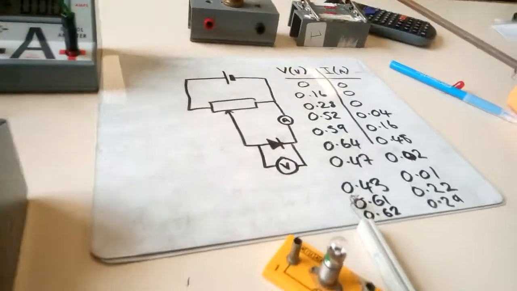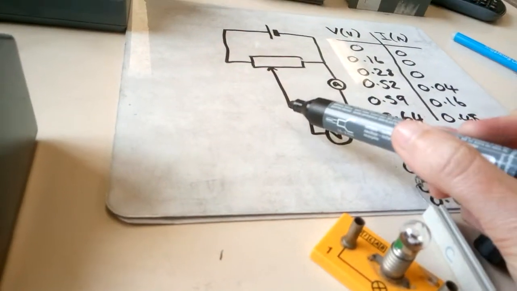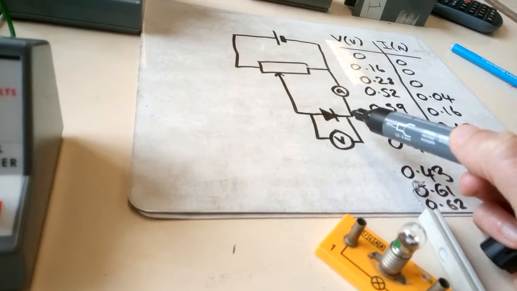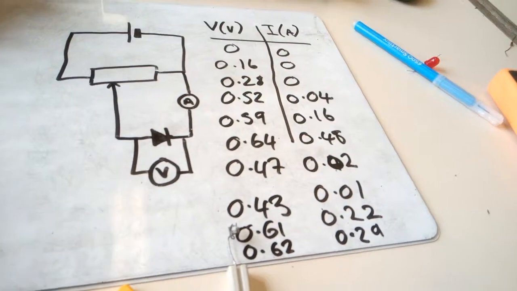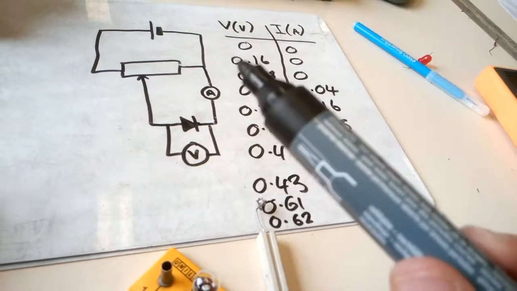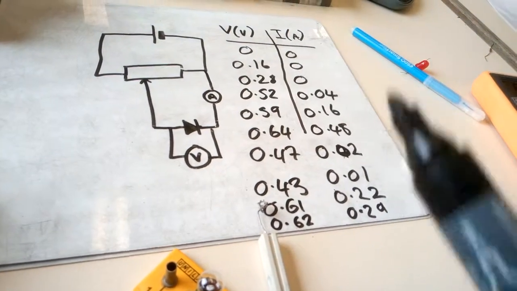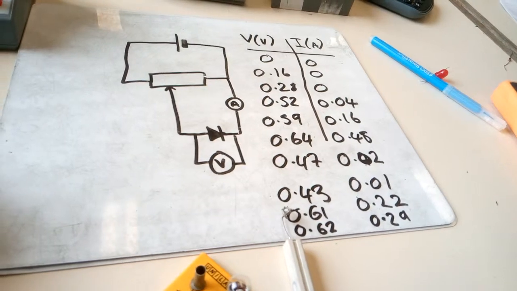So diodes, that's what they do. That's one of their characteristics. It only lets the current go through in one direction. The current won't go through in the other direction. So if you want to plot a graph, please, of potential difference on your x-axis and current on your y-axis, have a look at the shape of the graph.